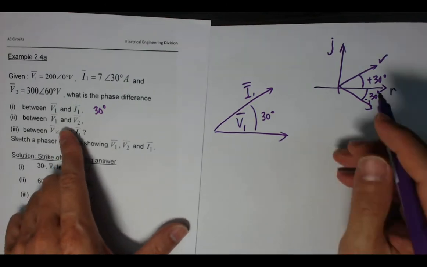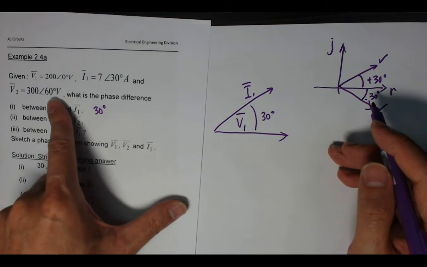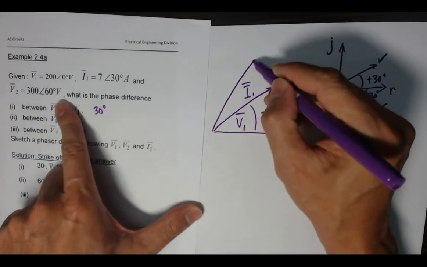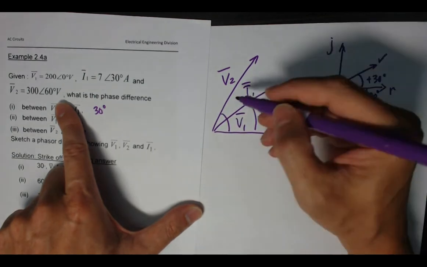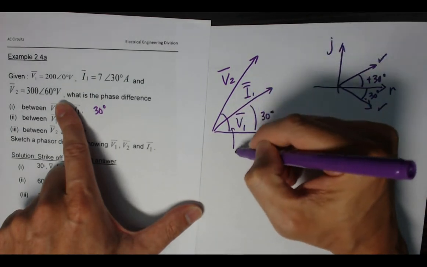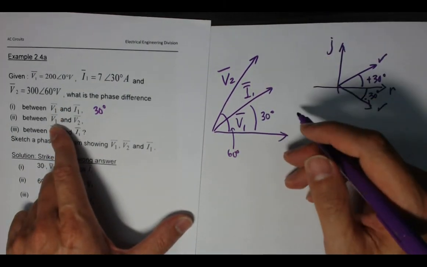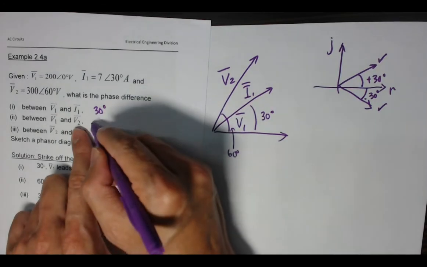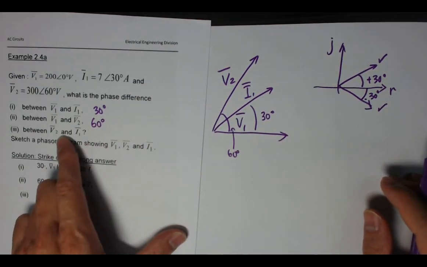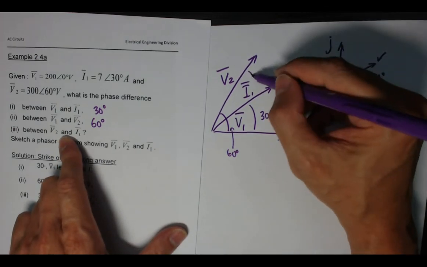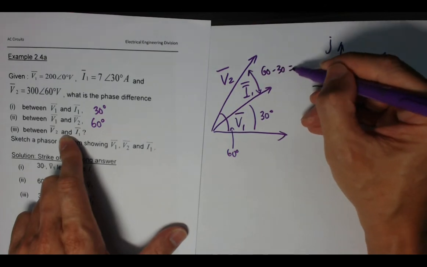Right? Now secondly, if I compare V1 and V2, now V2 is 60 degrees ahead, so V2 is actually here, 60 degrees. So we can say V1 and V2, the phase difference is 60 degrees. And finally, between V2 and I1, so we are talking about this angle now. So it's just 60 minus 30, which is 30 degrees.